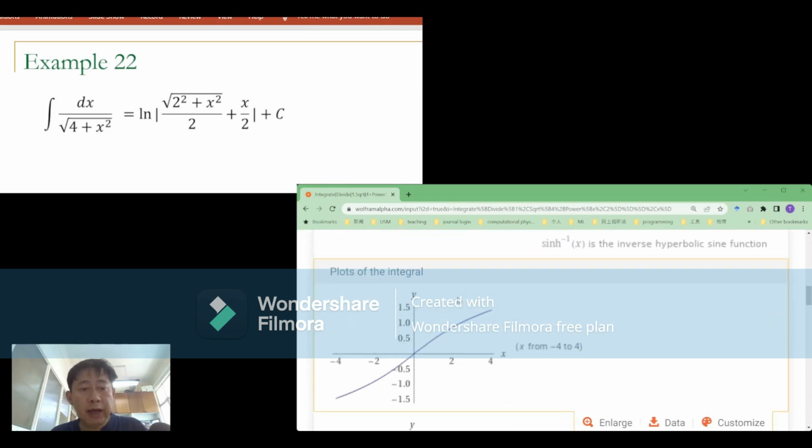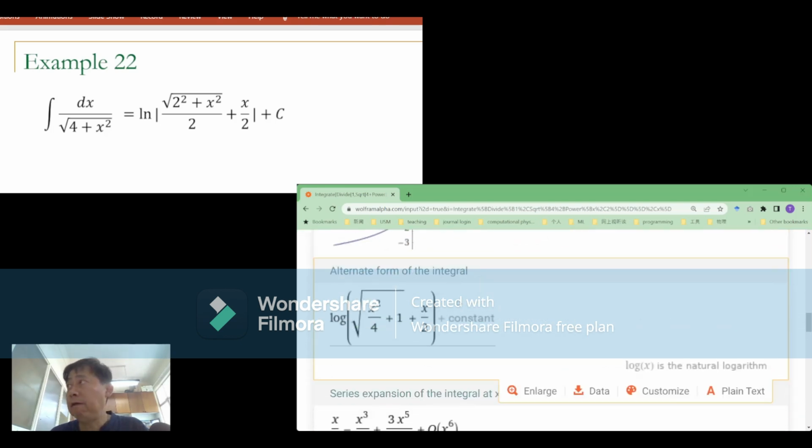If you scroll down to check for an alternative form of the integral, Wolfram Alpha says the integral can also be expressed in terms of the log of the square root of x squared over 4 plus 1 plus half of x, which is exactly the same as the result expressed in example 22 in the PowerPoint. So Wolfram Alpha has done a good job to reproduce the identical result for example 22.